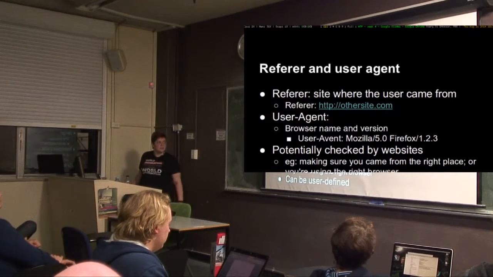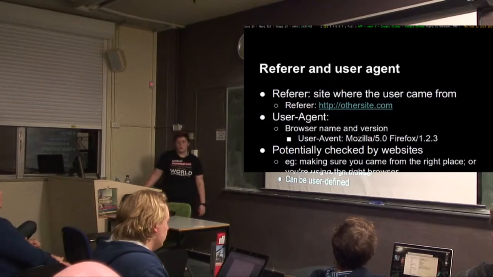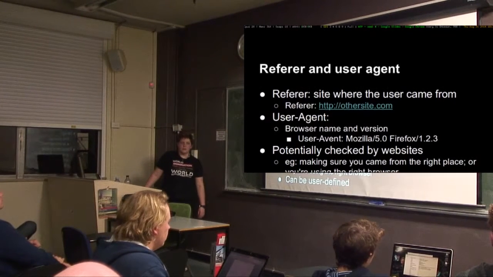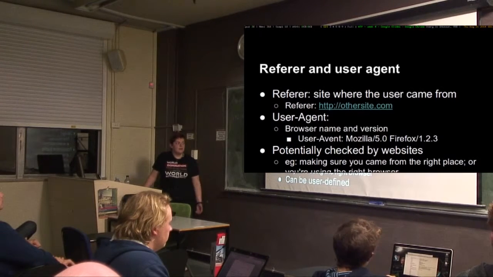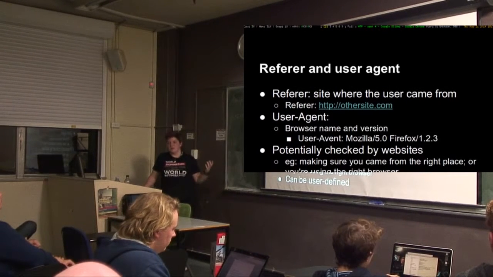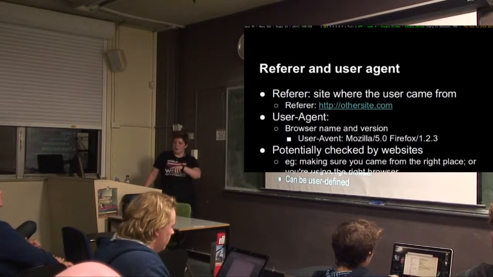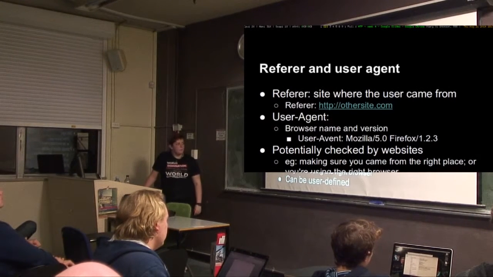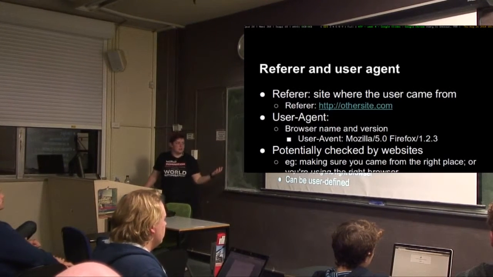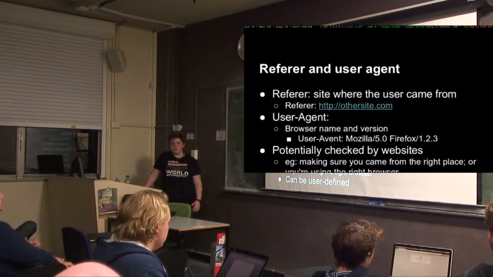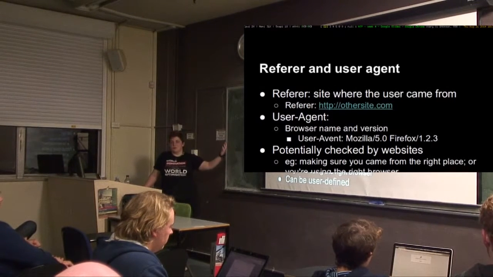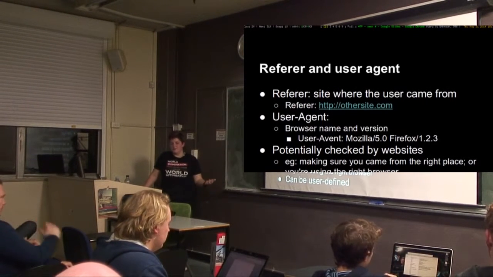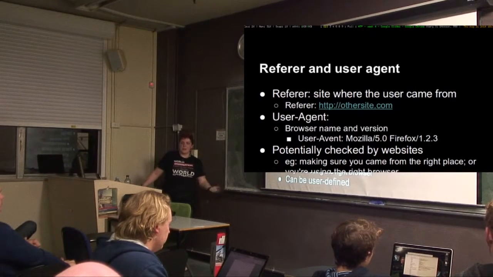Other useful things: there's a referrer, which says which site the user came from. If you go to google.com and click on a link to gmail.com, the referrer will be google.com. That's just saying, I clicked on a link and now I'm going to another site, and this is where I came from. There's also the user agent, which is your browser name and version. If you've got to have Internet Explorer to use the site, you can say user agent must be Internet Explorer and enforce that, although it can be easily changed.